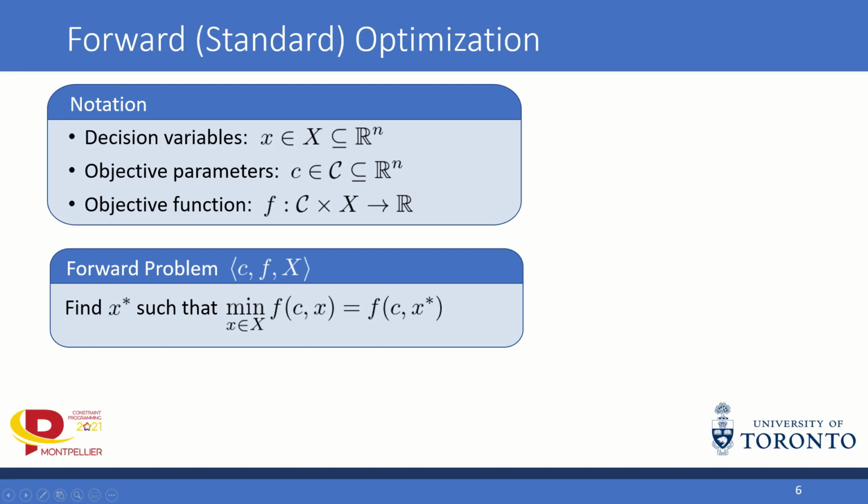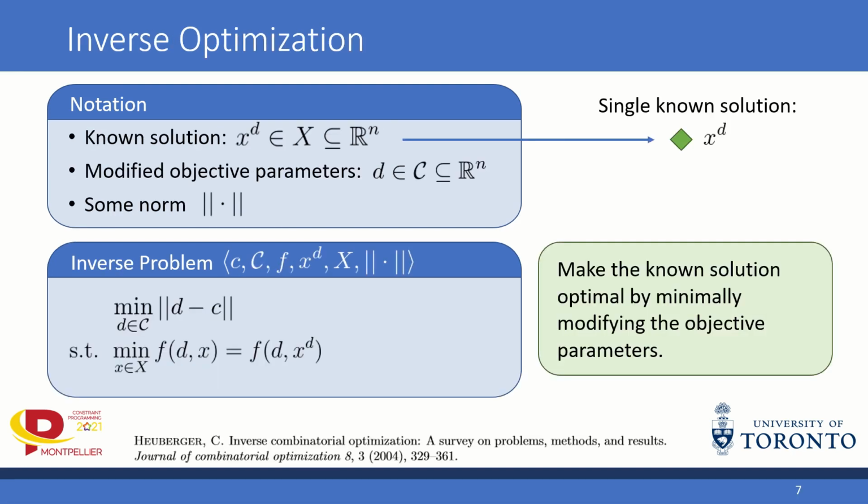Now we consider these types of explanations for standard constraint optimization problems, where we have some decision variables x, part of a feasible set X, some objective parameters c, and an objective function f. And the problem is to find an optimal x star that minimizes the objective function. Our definition of an explanation was inspired by inverse optimization, where we're given a known solution xd, and the goal is to minimally change the objective parameters such that this known solution becomes optimal.